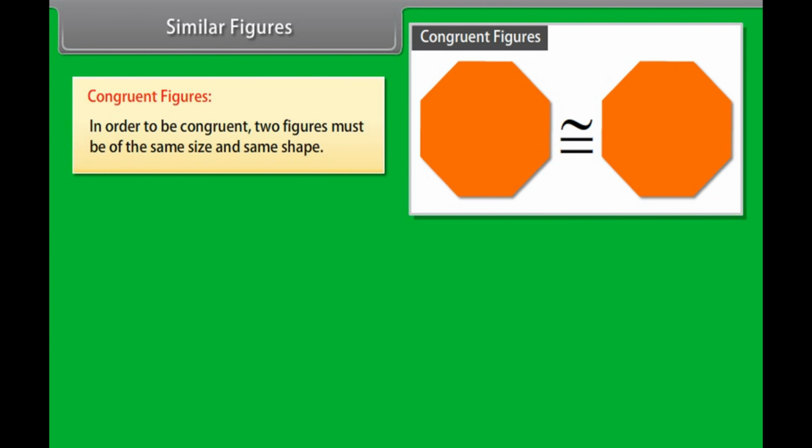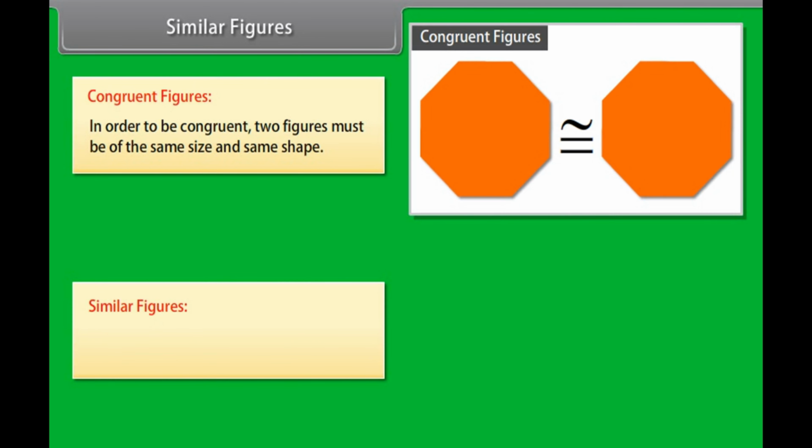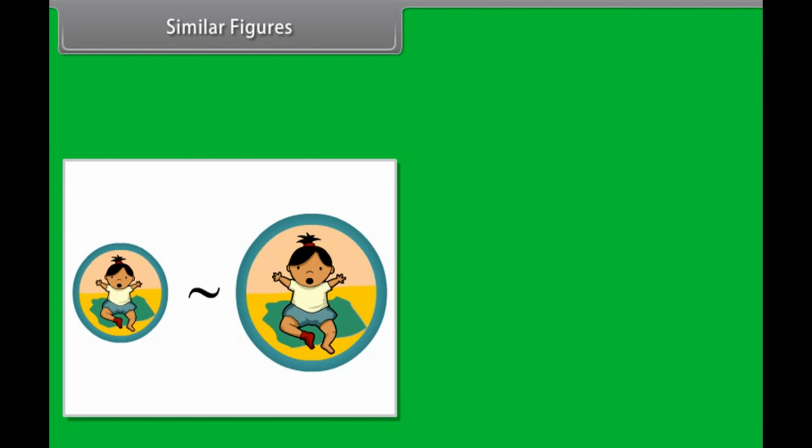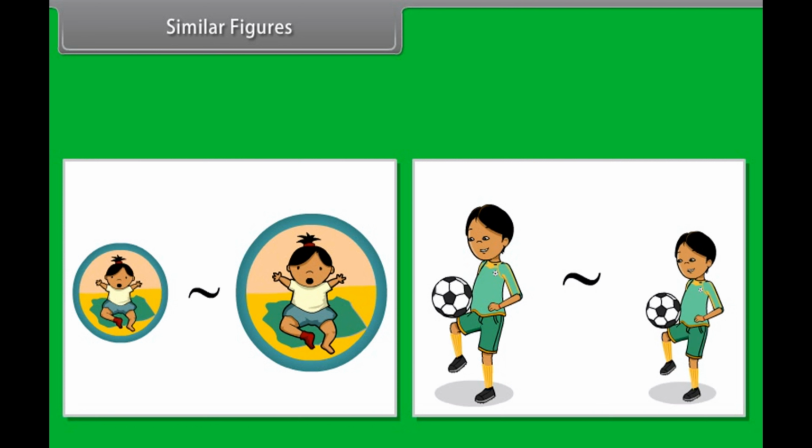Congruent figures. In order to be congruent, two figures must be of the same size and same shape. Similar figures. Similar figures must be of the same shape, but their sizes may be different. This is the symbol that means similar. When you have a photograph enlarged, you make a similar photograph. A photograph can also be shrunk to produce a slide.